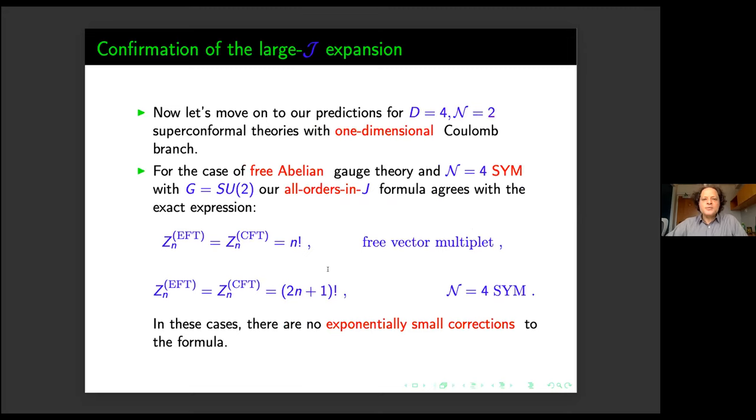So now let's move on to our predictions for four-dimensional N equals 2 theories with one-dimensional Coulomb branch. So for U(1) free theory and for SU(2) N equals 4 super Yang-Mills, there are not even any exponentially small corrections. The all orders prediction just matches exactly with the exact result computed by localization.